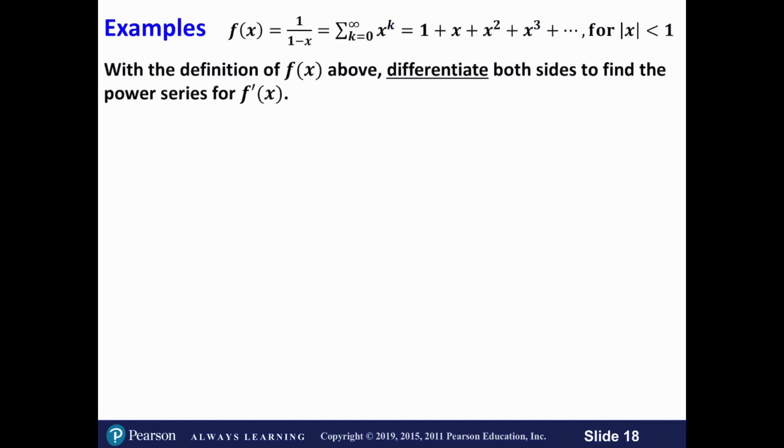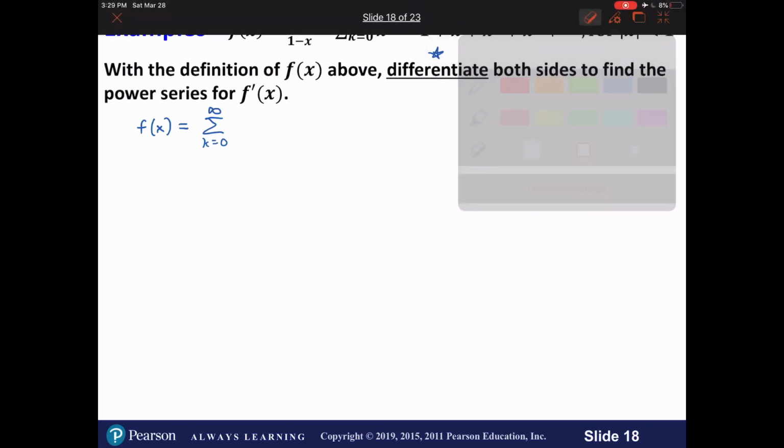All right, so let's start off with this example. It's the same one we've got. F of x is equal to 1 over 1 minus x, and that is the sum from k equals 0 to infinity of x to the k. And we are going to differentiate both sides to find the power series for f prime of x. So we have, let me just write the definition again. This isn't really a definition, it's just a fact. Let me write it like this.